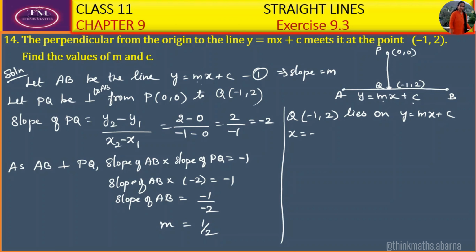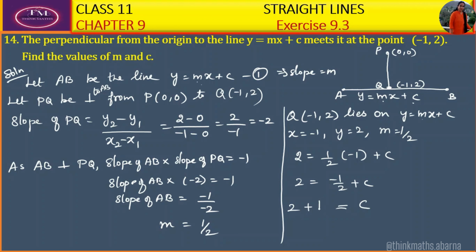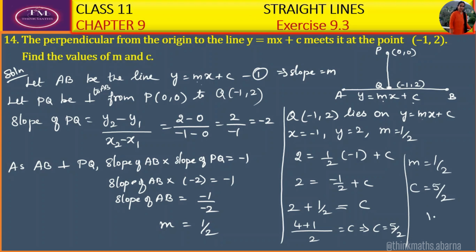So x is equal to minus 1, y is equal to 2 and m is equal to 1 by 2. Substituting here, we will get 2 is equal to, m is 1 by 2, x is minus 1, plus c. So 2 equal to minus 1 by 2 plus c. So c will be equal to 2 minus 1 by 2, will become plus 1 by 2. So if we take LCM, it is 4 plus 1 over 2, so this means c is equal to 5 by 2. So we got m is equal to 1 by 2 and c is equal to 5 by 2. So this is the solution for this problem.